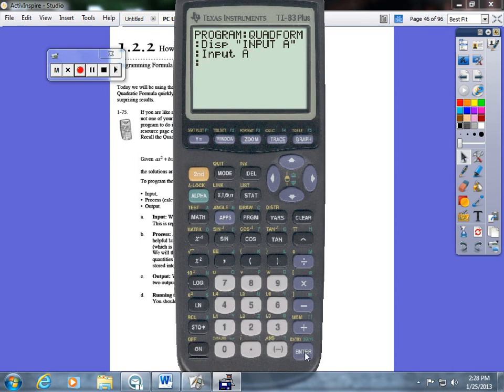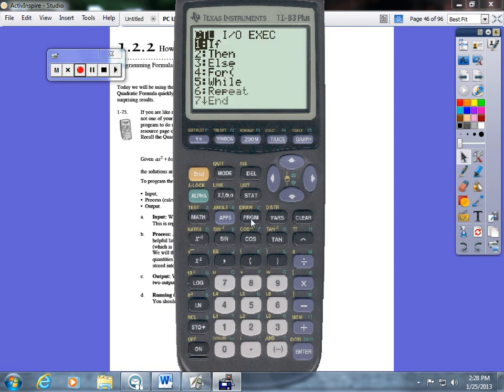Next, we've got to do the same process but for B. So display, ask them for it. Input B, close your quotations, enter. Every time you've got to hit enter. Notice how it brings up another colon. That's a different step in the program. Okay, whoops, program. Input, and I want to store that B value. We'll just call it B, it makes it easy.